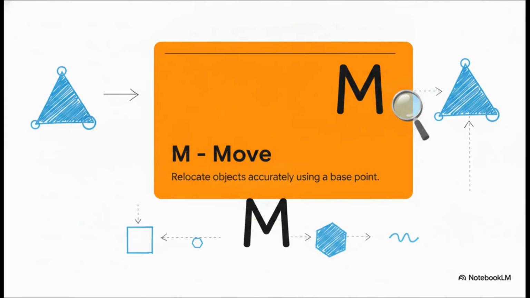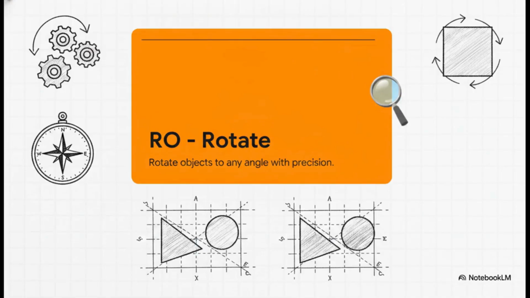Once you have your parts, you need to put them in the right spot, which is where M for move comes in. But this isn't just about dragging things around the screen willy-nilly. The M shortcut lets you relocate objects accurately using a base point. It basically ensures that when you shift your geometry, it snaps perfectly into its new home based on the exact coordinates or snaps that you define. Zero guesswork.